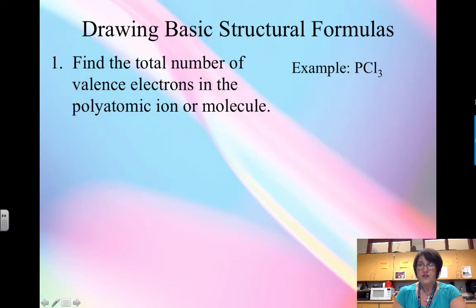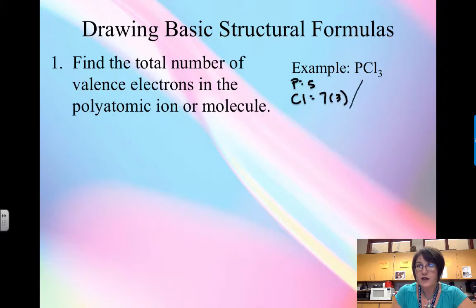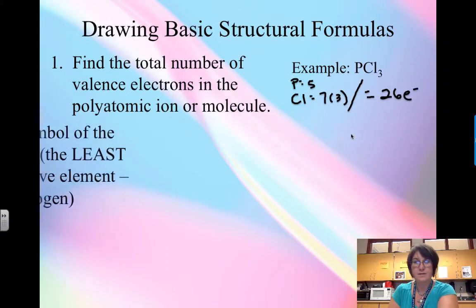The first thing that we'll need to do is find the total number of valence electrons in the polyatomic ion or in the molecule. So for phosphorus, I have 5 valence electrons. Chlorine has 7, but there are 3 of those. So the total number of electrons for the entire thing, if I add them all together, is equal to 26 electrons. So far, so good.